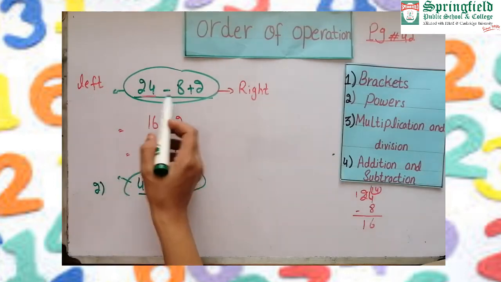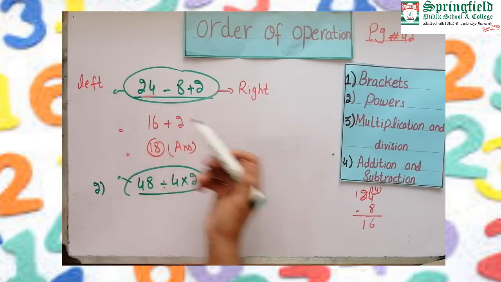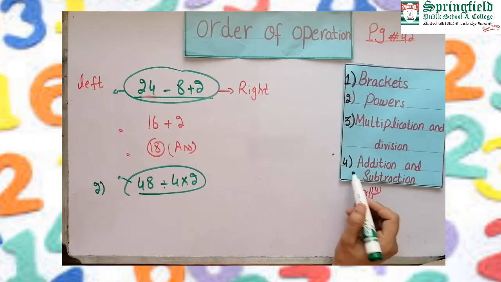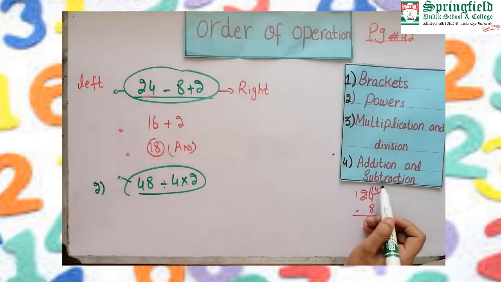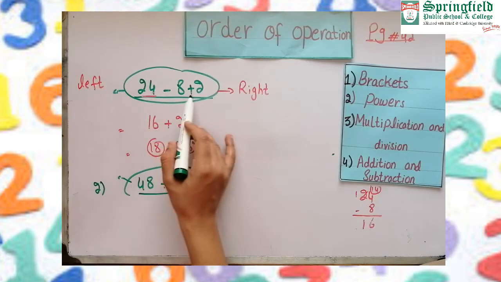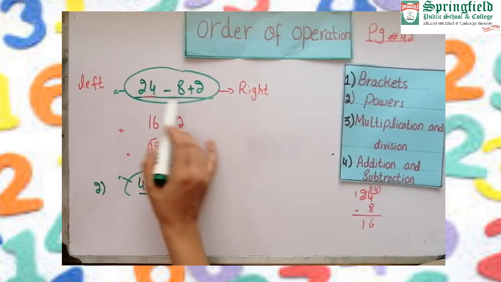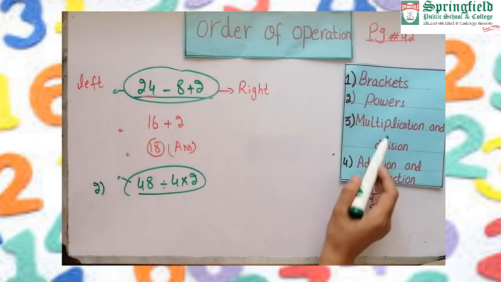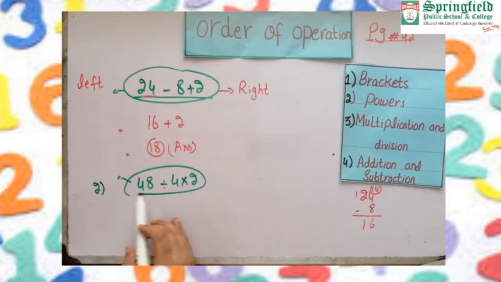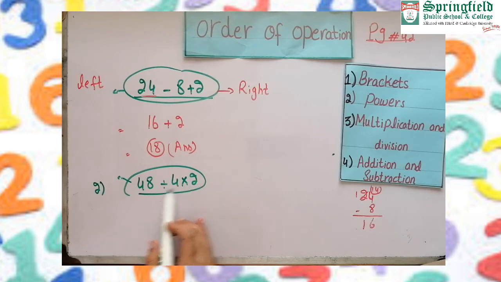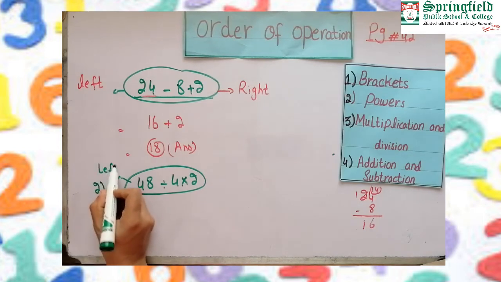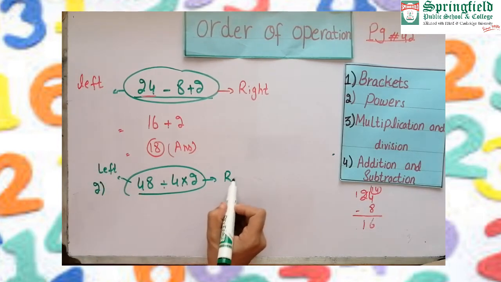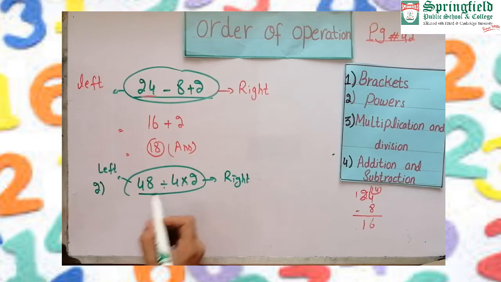As I told you, when an expression has both operations of one step, like the fourth step having addition and subtraction, we start from the left side. Similarly here, multiplication and division is the third rule, and this expression has both. So we will start from the left side. This side is called the left side, and this side is called the right side.